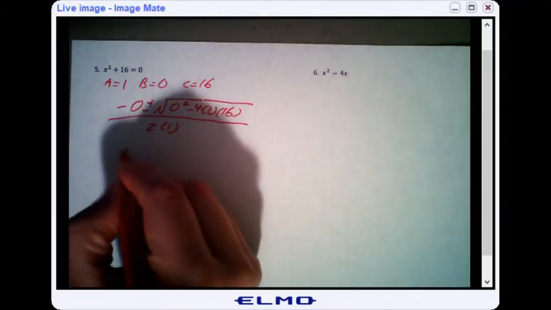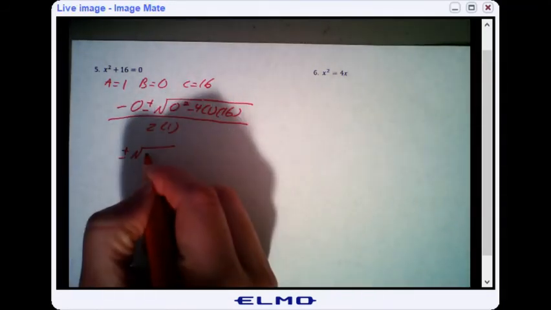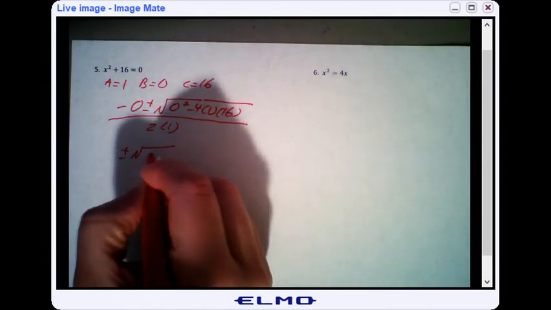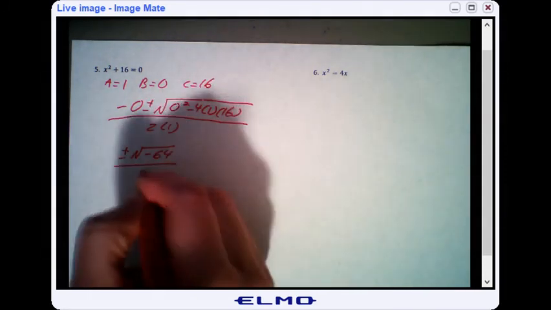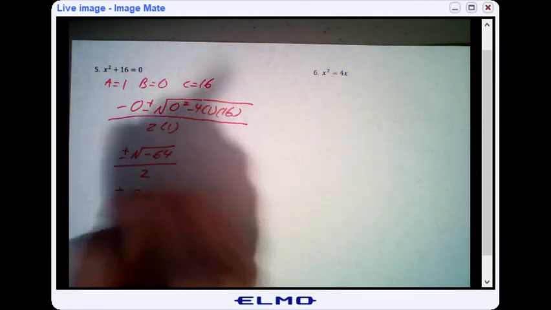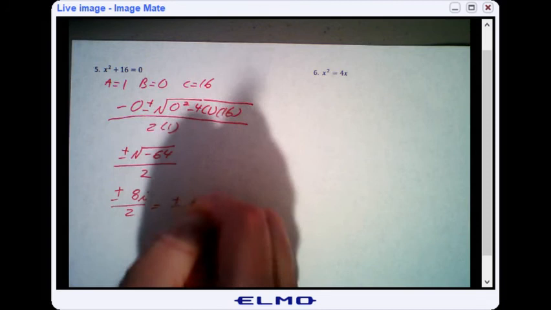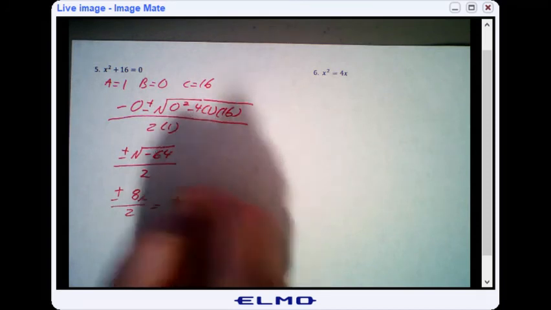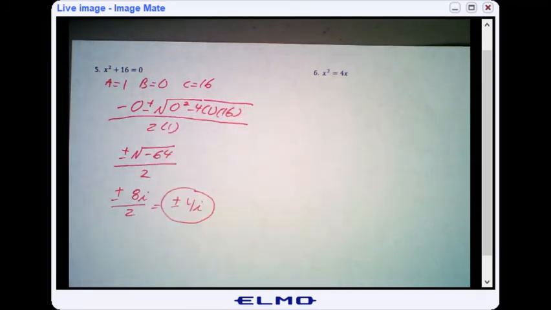We're going to have plus or minus square root of negative 64 all over 2. That'll give us plus or minus 8i divided by 2, which is plus or minus 4i. So 2 complex solutions there.